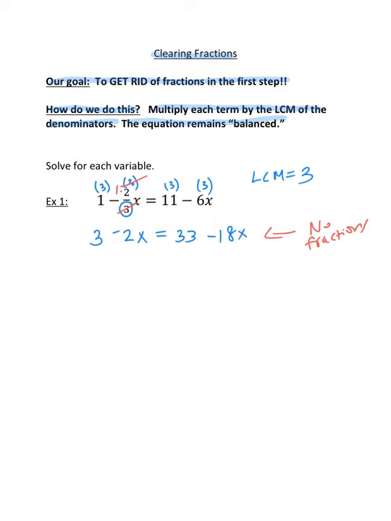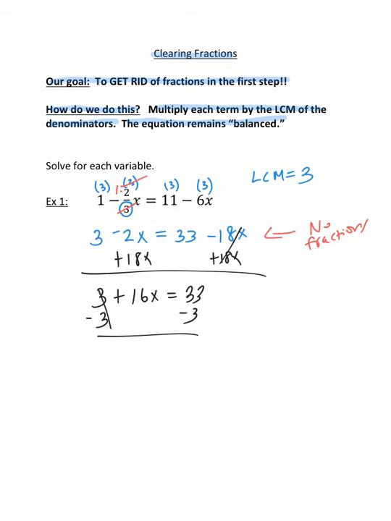So I'm going to get my x's onto the left side. I'm going to add 18x. I have 3 plus 16x equals 33. I'm going to subtract 3 from both sides. That gives me 16x equals 30. Now remember, just because the number doesn't divide evenly doesn't mean you did anything wrong. You just get x equals this fraction for your answer, 30 over 16.